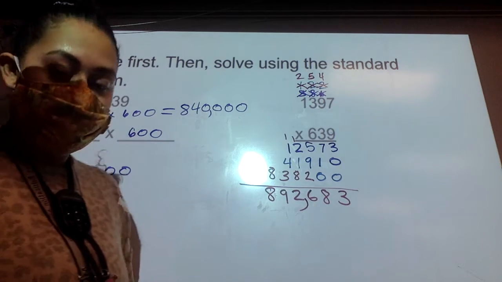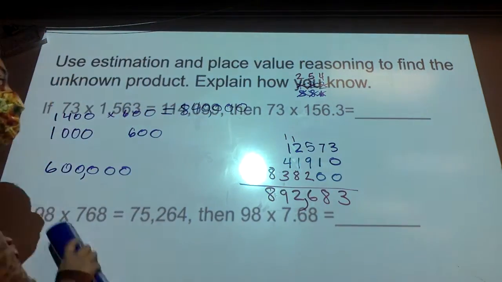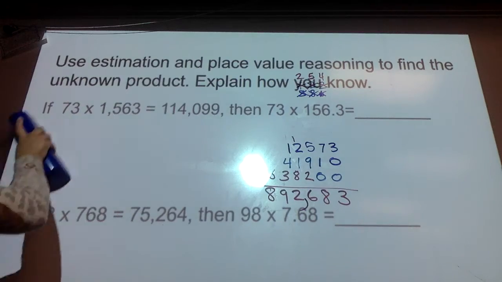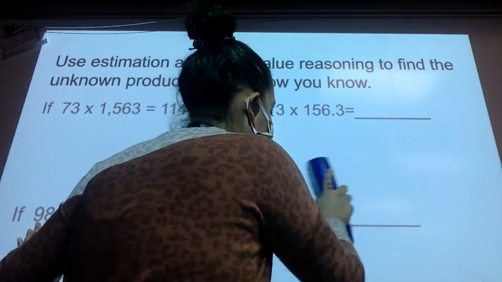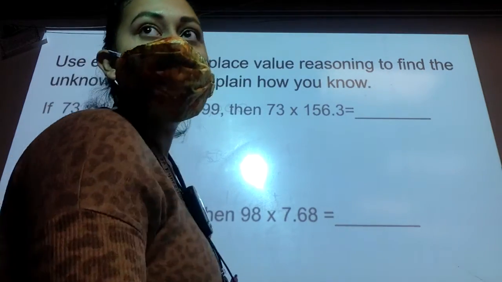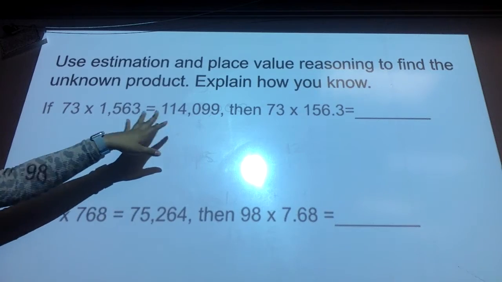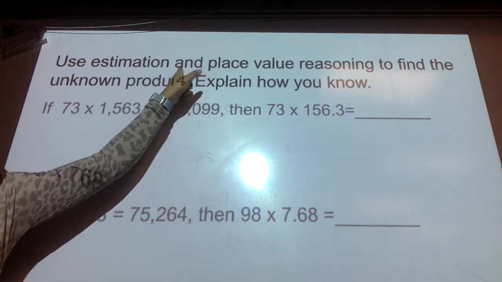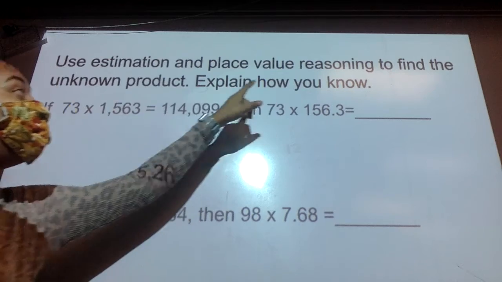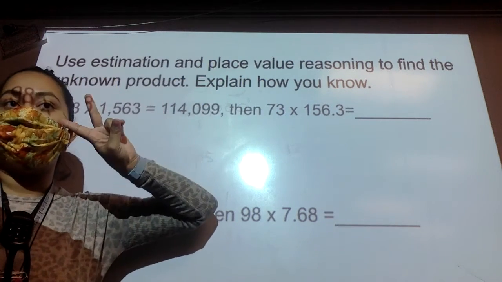Okay, let's go on to another one. Wipe off your boards. Okay, ready? Next one. Use estimation and place value reasoning to find the unknown product. Explain how you know. So there's two parts to it, okay?